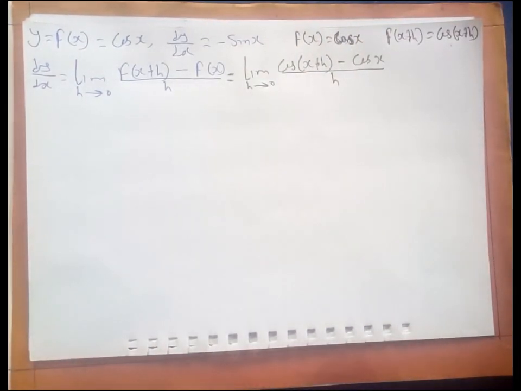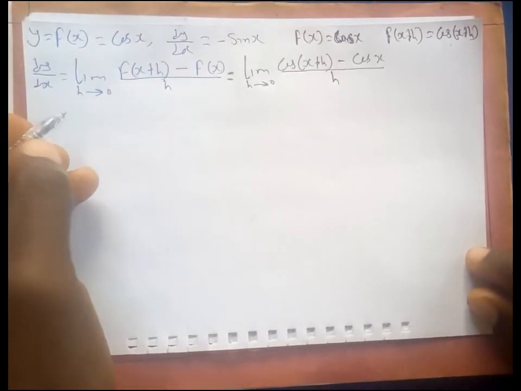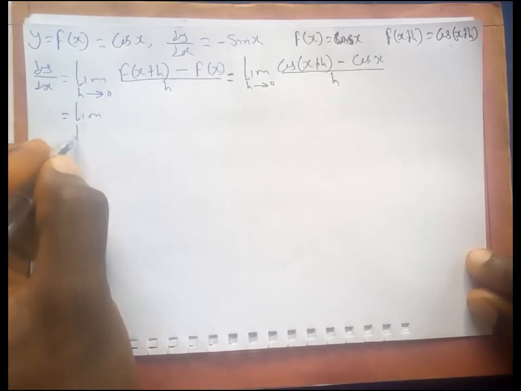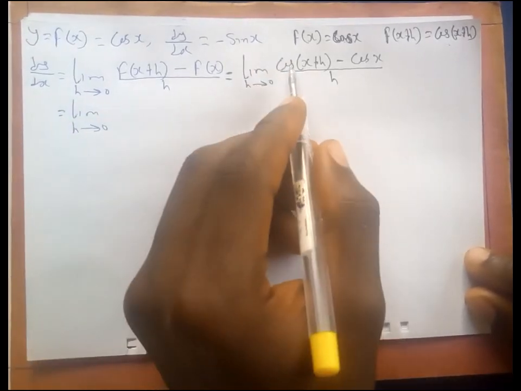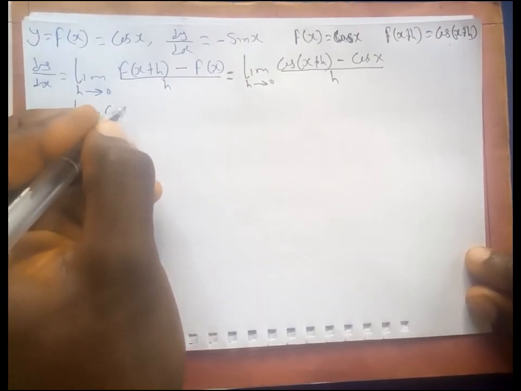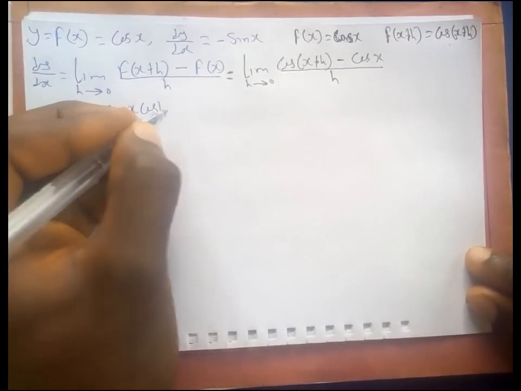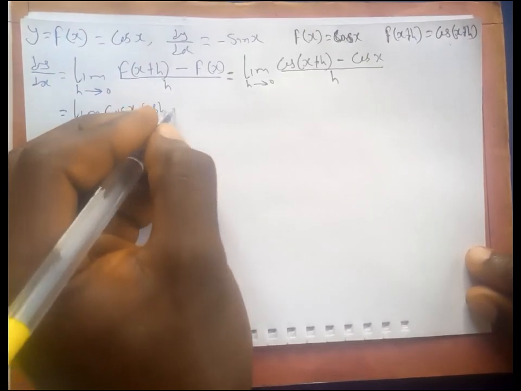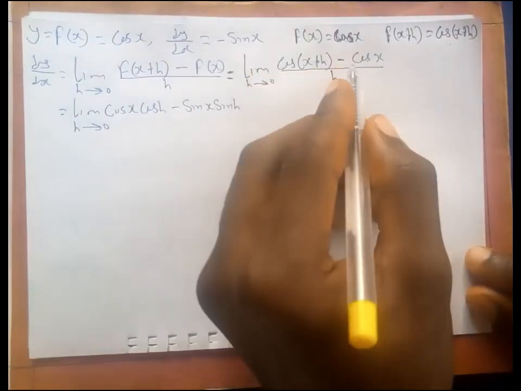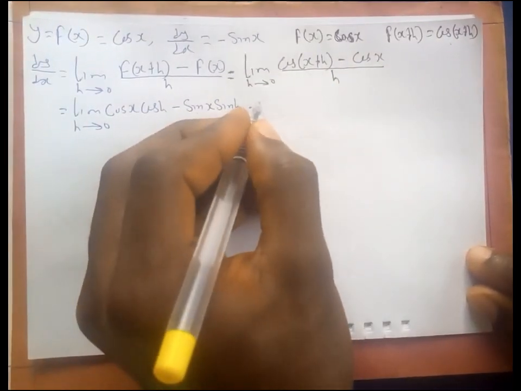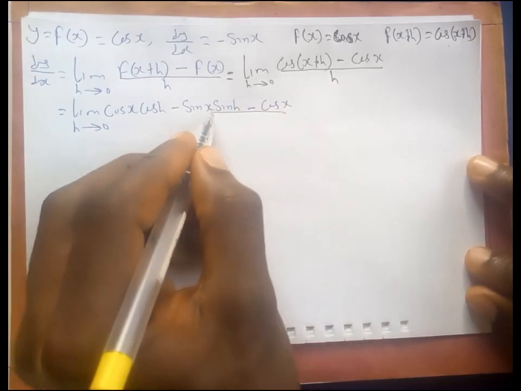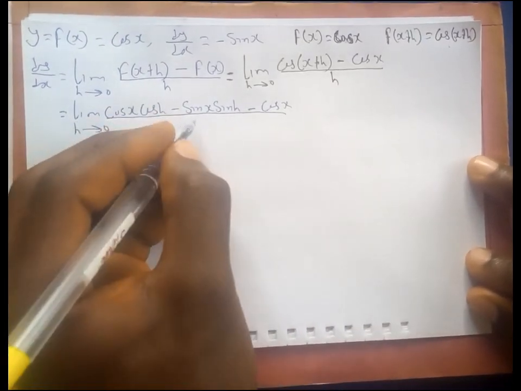And therefore, we now have dy/dx equal to the limit as h approaches 0. So instead of cosine of x plus h, we can write cosine x cosine h, according to that identity, minus sine x sine h, then the cosine x we have here, minus cosine x, and everything is entirely divided by h.